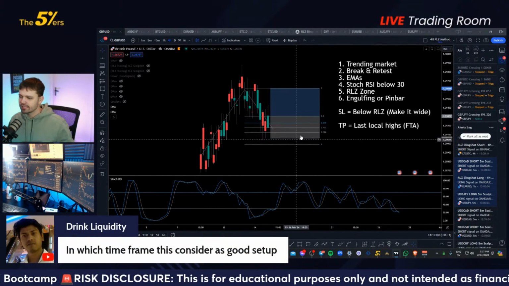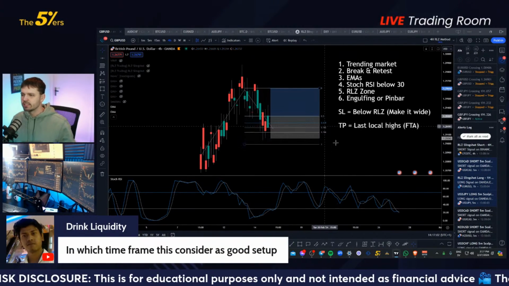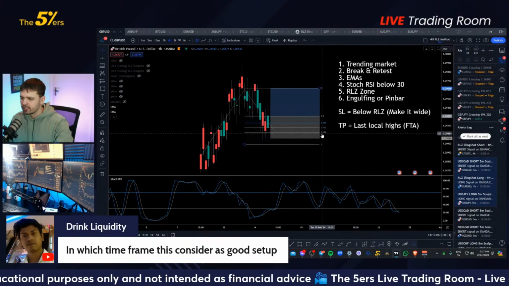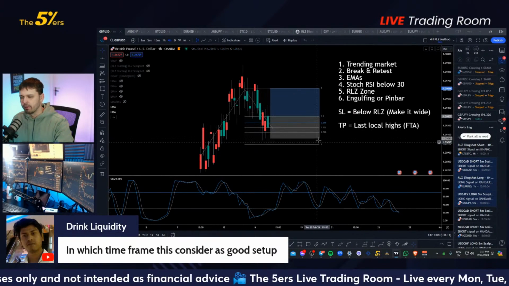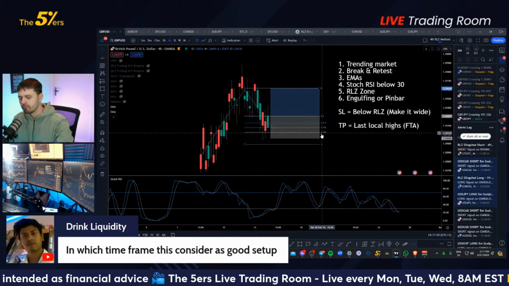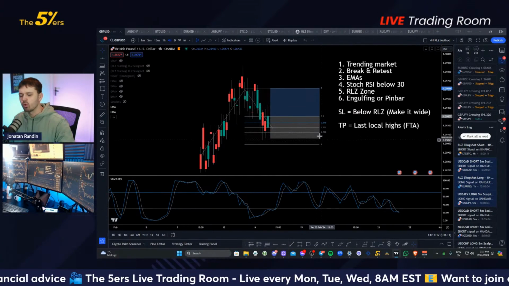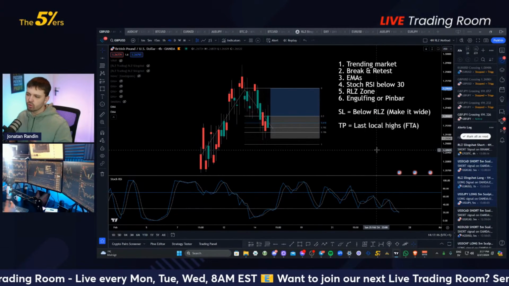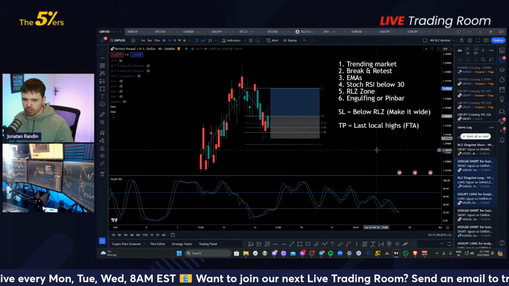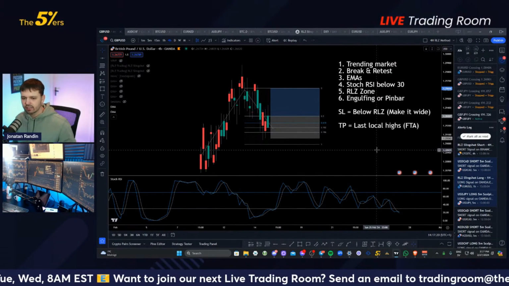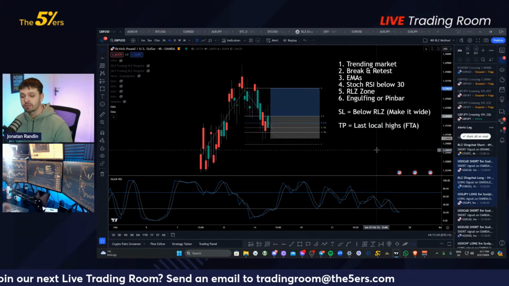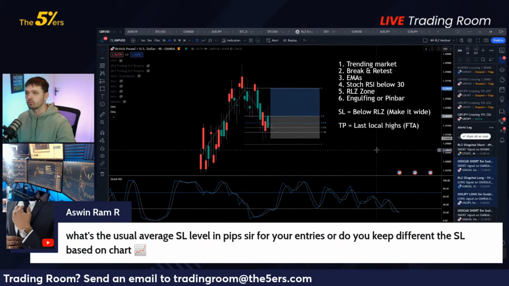Now, back to the reload zone. The reload zone is the area between the 0.618 and the 0.786. So below the reload zone will be below the 0.786 or below the swing point that created the area. And for which time frame this setup works on, it's a technical system based on the fundamentals of technical analysis, which means it works on all time frames. Okay, it works on all time frames.